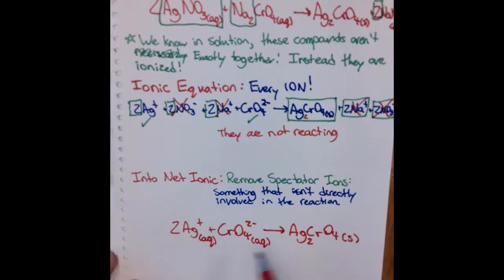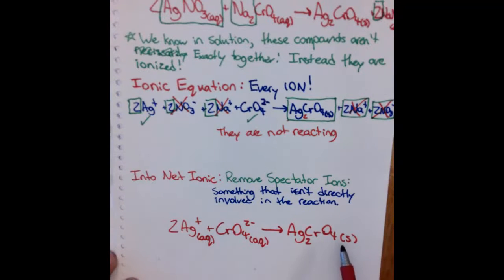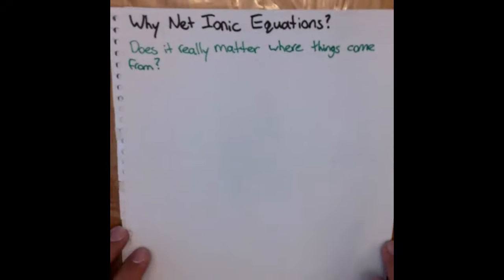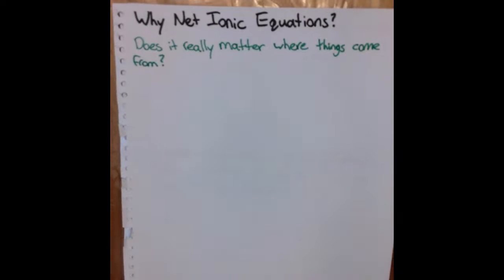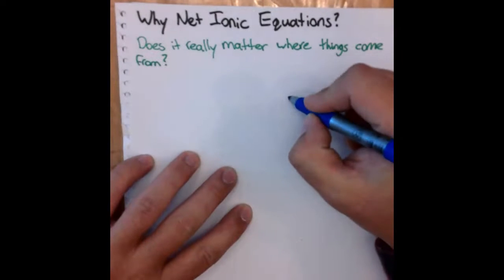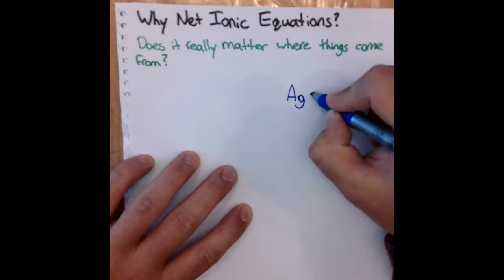So what this does is it really simplifies the reaction, and it's really interesting to look at this because it raises a question. Well, does it really matter where things come from? If we have things in solution and we're forming, say, silver chromate, right? It really does not matter where that silver comes from or where our chromate comes from. So let's say in a reaction we're creating still silver chromate.